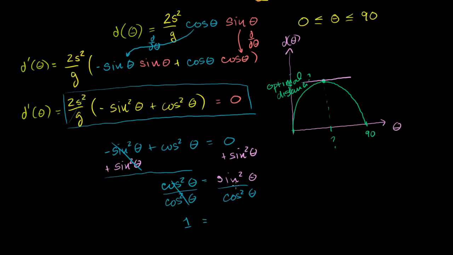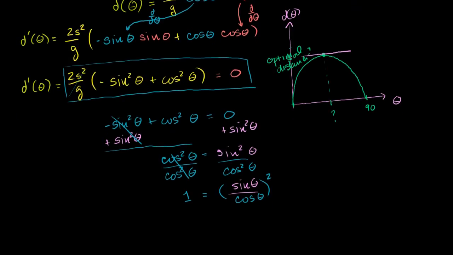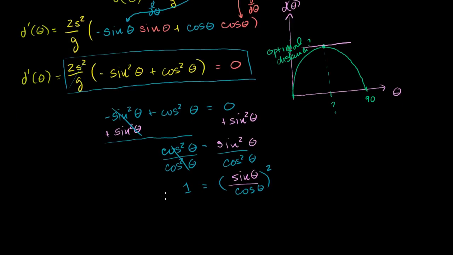And the 1 will be equal to, what's sine squared over cosine squared of theta? Well, that's the same thing as sine of theta over cosine of theta, that whole thing squared, right? You have a square divided by another square. That's the same thing as the numerator divided by the denominator, squared. And what's sine of theta divided by cosine of theta? Well, that's just the tangent of theta. So we have 1 is equal to the tangent squared of theta.